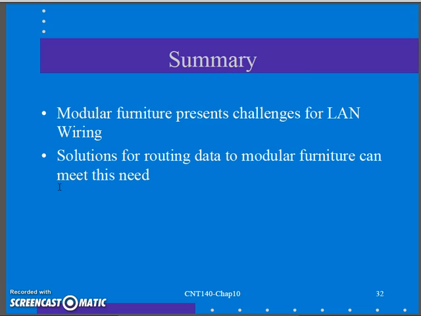All right, so there's our open office environment and our two main solutions to handle this open office environment of cubicles and things moving around.